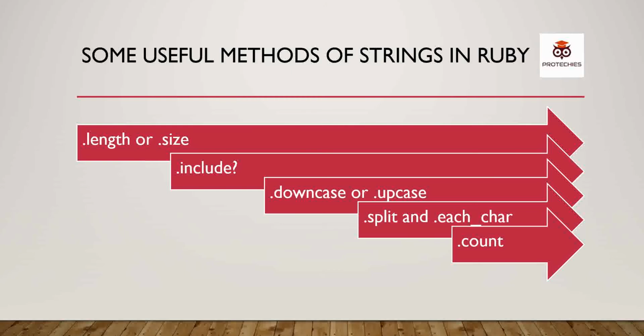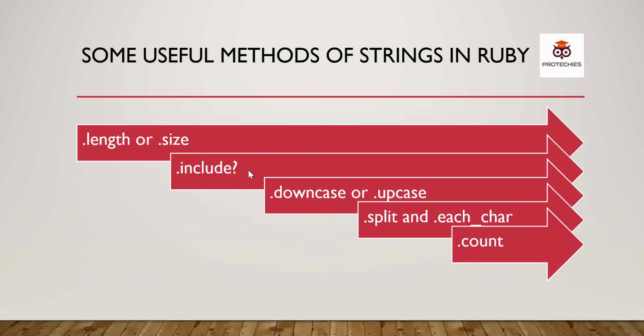So in today's video we'll be understanding some useful methods of strings in Ruby. String is an object, so there are multiple methods present for the string object, but we will be understanding some of the most useful methods, which are really helpful in solving any kind of problem or while developing an application. Okay, so the first one is how we can calculate the length of the string or get the size of the string. Both the methods work the same way. We can use dot length or dot size on any string object to get its length.